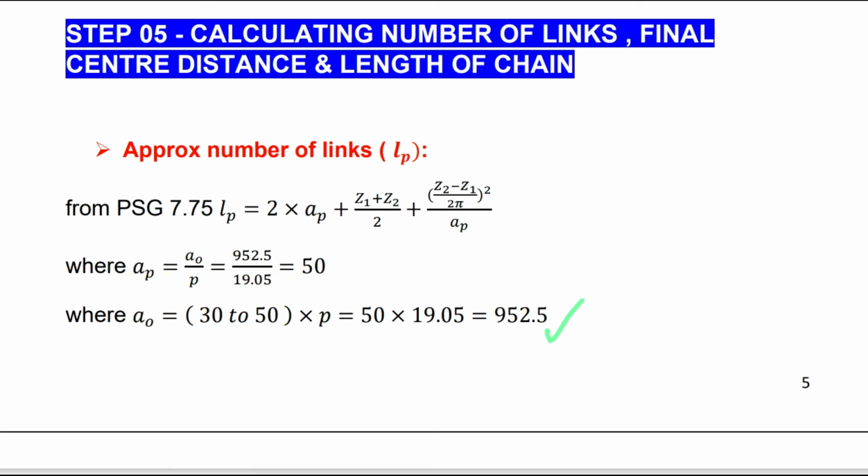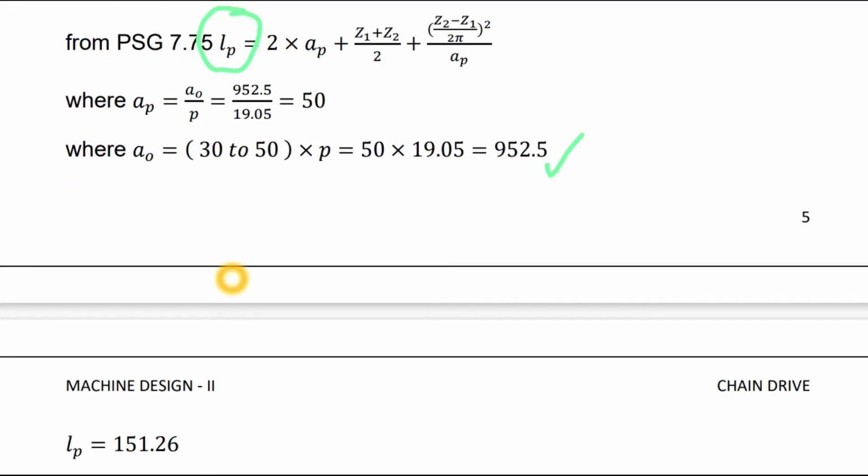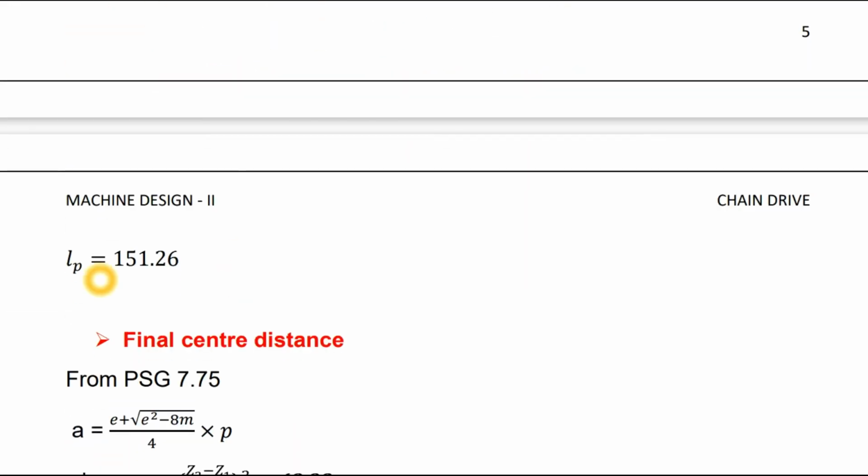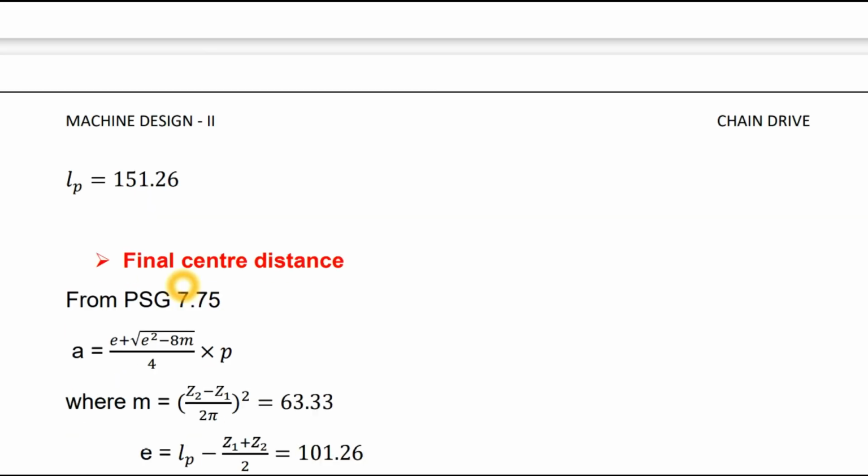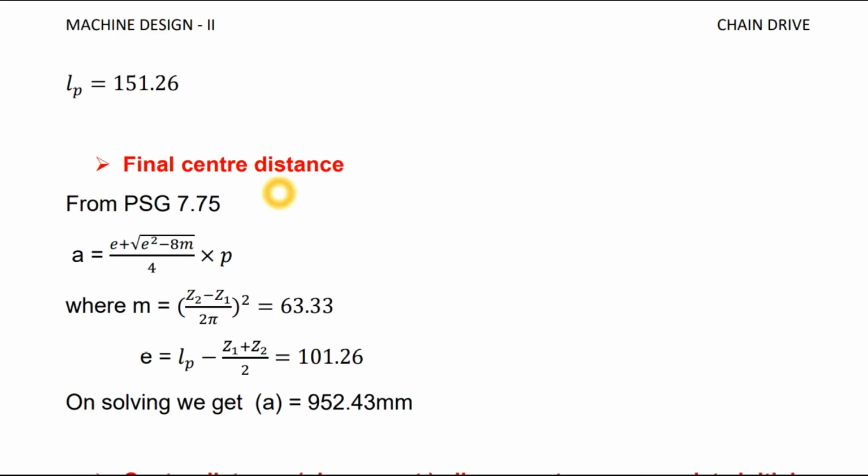As you get AP, substitute here, and you get the length of continuous chain, LP, which is 151.26.